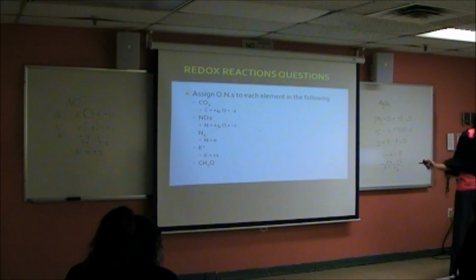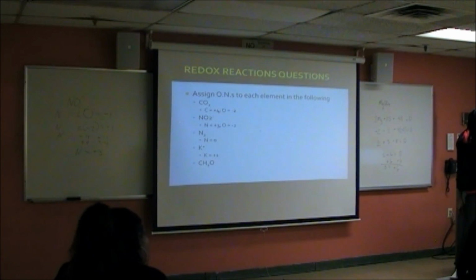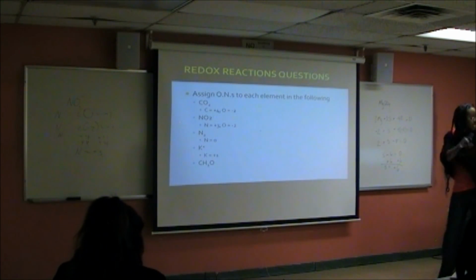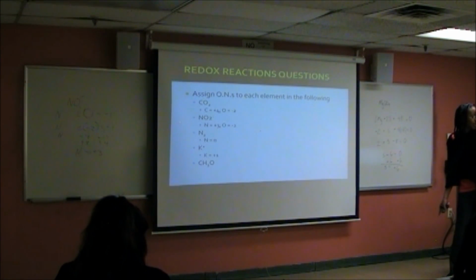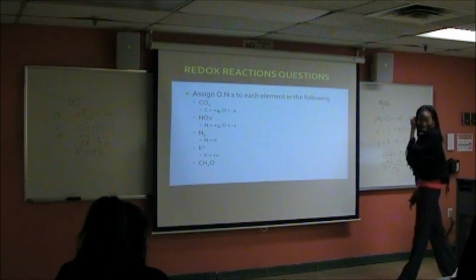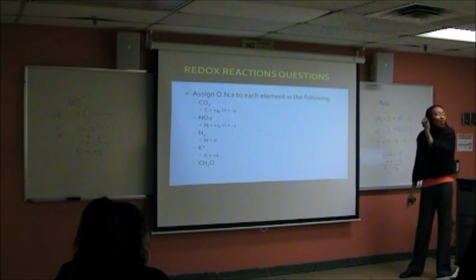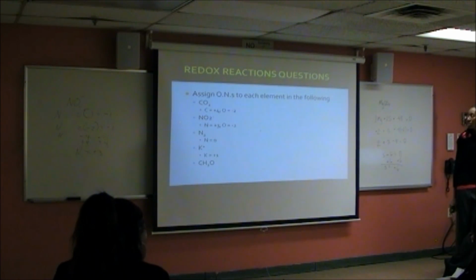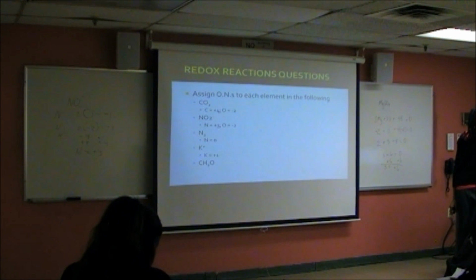Okay. So how much oxygen do you have? All right. So what do we have for formaldehyde? C is 0. H is plus 1. O is minus 2. Is that what we get?